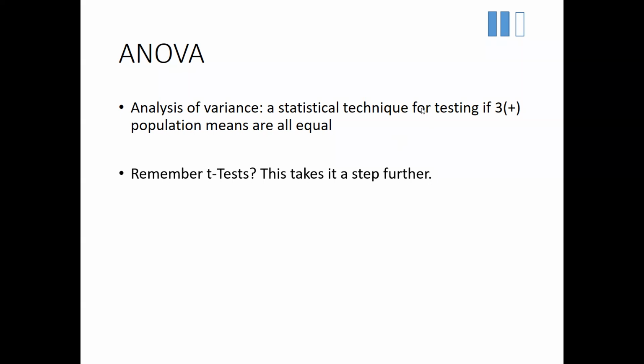And similarly to t-test, this takes it a step further by looking at 3 or more groups and looking at the variation of the variance and the variation of the group means from each other across many number of groups. So t-test, 2 groups, ANOVA, 3 or more. Once you hit 3, sky's the limit, okay?